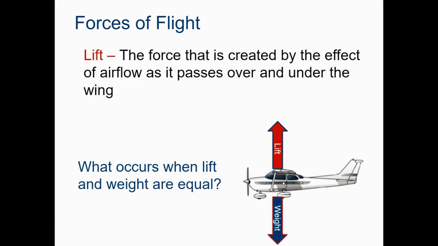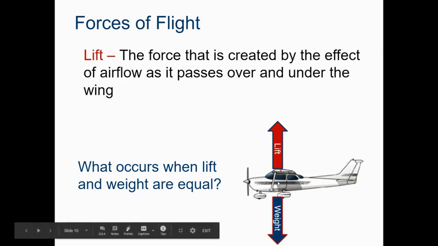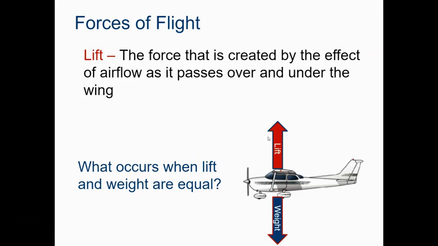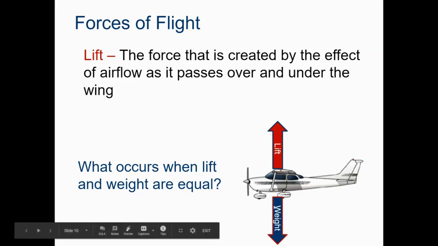Once again, if you're flying in a plane, you want the lift and the weight to be equal most of the time. Unless you wanted the plane to go upward, then we would increase the lift. If we wanted the plane to go downward, maybe to land, we would decrease the lift a little bit so that it would speed up downward.